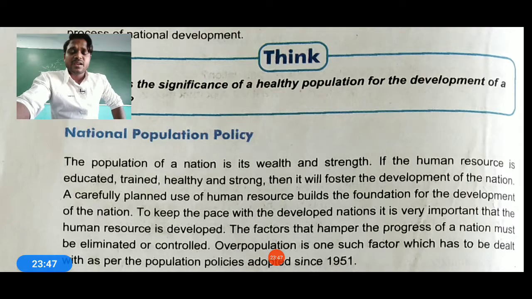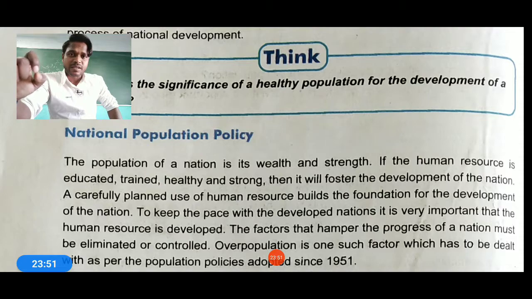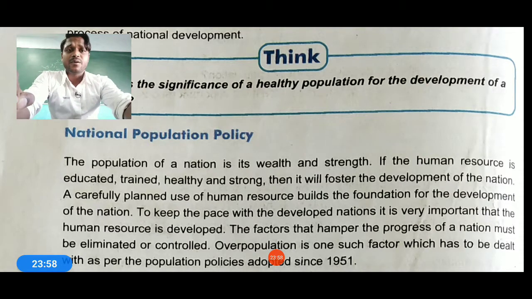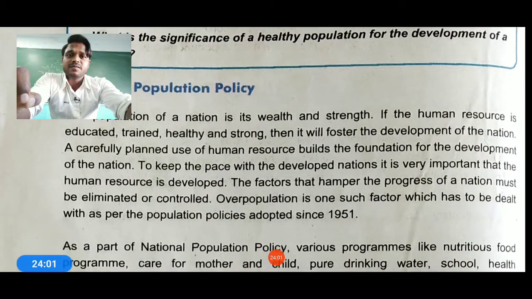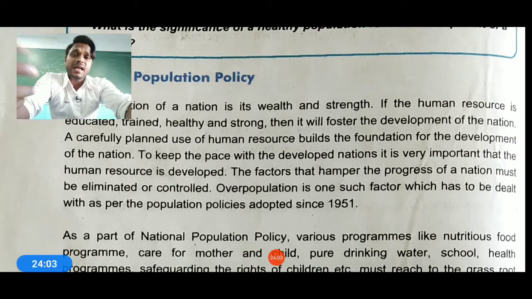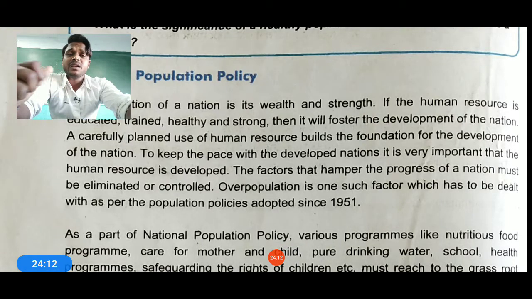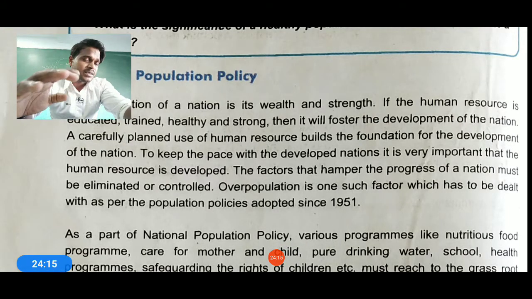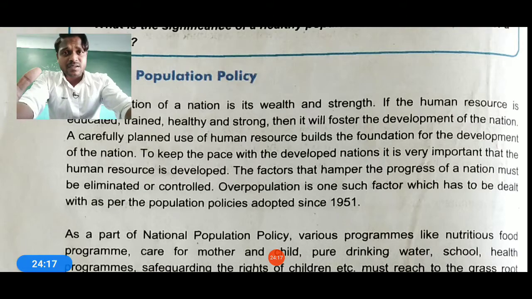So that's how we can say it needs to be carefully planned to use the human resources, building on the foundation of the development of the nation, and to keep the pace of development, it is very important for the nation to focus on health also. So that is how the factor can hamper the progress of the national income, and it should eliminate other overpriced things or bad habits, or bad objects, from the market. Overpopulation is also one such factor which has been leading to the policies adopted since 1951, where we can understand that overpopulation also leads to bad health of the nation.